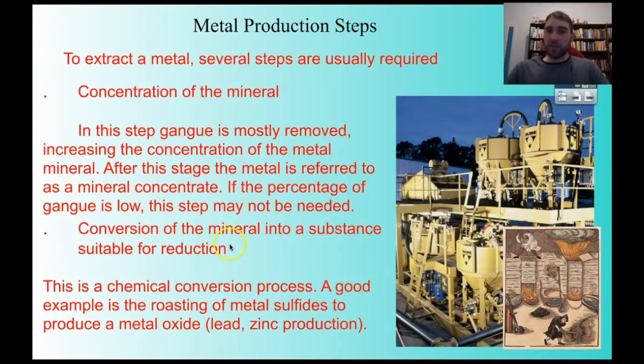You then need to convert that mineral into a substance that you can reduce. So a good example of this is roasting metal sulfides in oxygen. That removes the sulfur and replaces it with oxygen oftentimes. That way you get an oxide that you can reduce a lot easier than you can the sulfide.